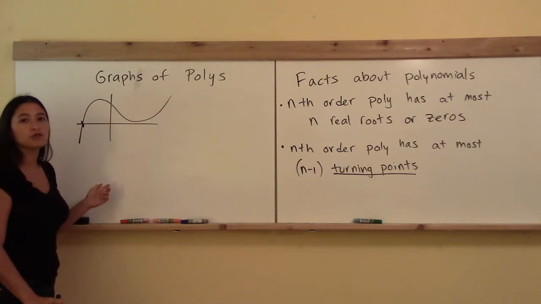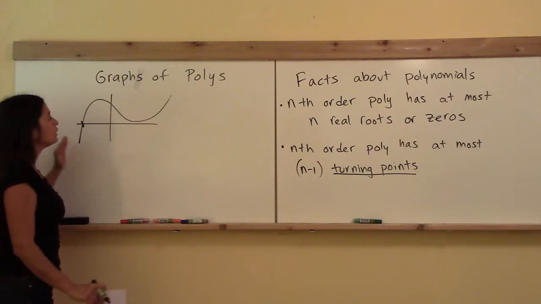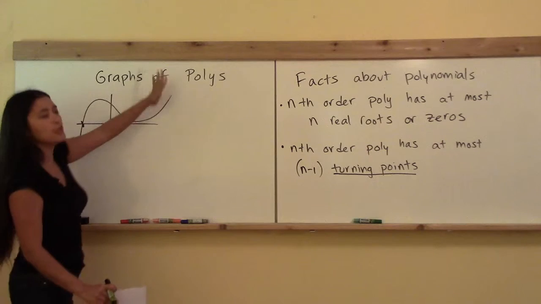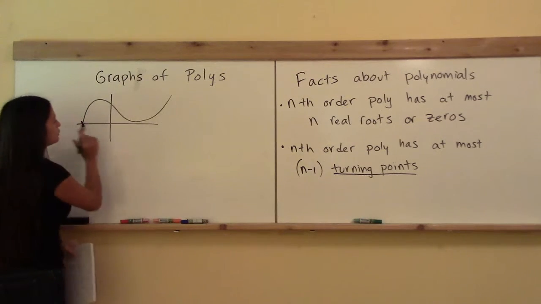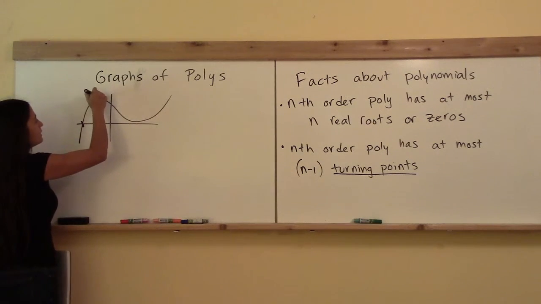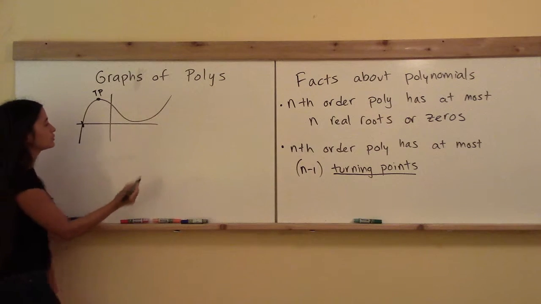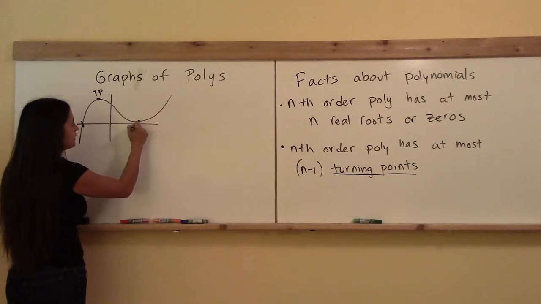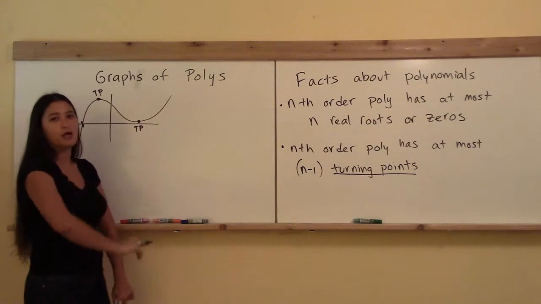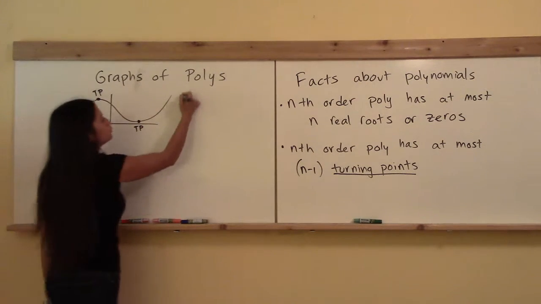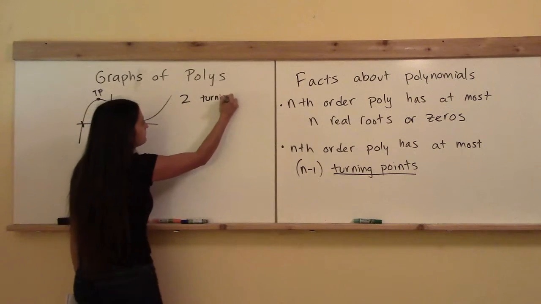I also have to look at the number of turning points. A turning point is any place where it changes direction. So like here it's going up, and then right here, all right, TP for turning point. That's a turning point because then it starts going down. And then down here, that's another turning point because then it starts going up again. So it has 2 turning points.